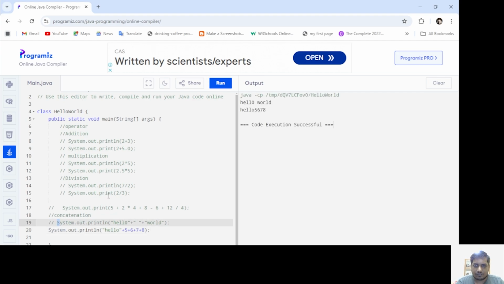I commented first to understand better. Here, what will happen? First the string will be added, second the number will be added. First, concatenation between two operands. First it will be added with 5, then "hello 5" will be printed, then it will be added with the 6, "hello 5 6" will be printed, then it will be added with the 7, "hello 5 6 7" will be printed, then it will be added to the 8, "hello 5 6 7 8" will be printed.